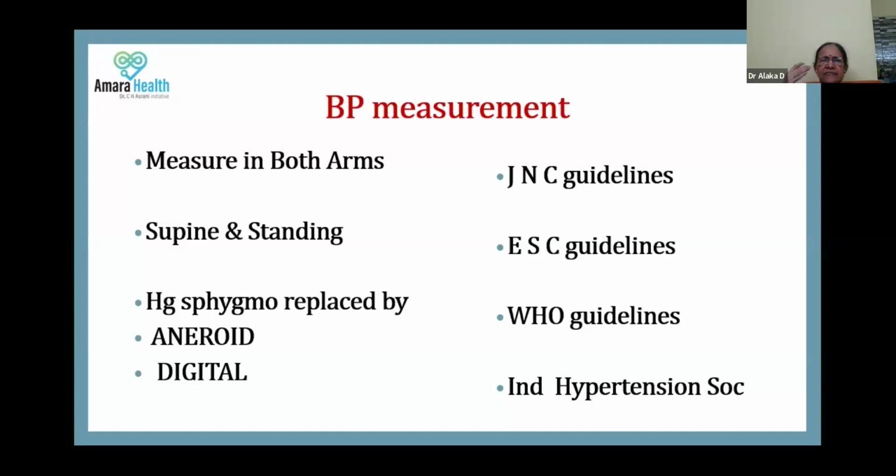Now, as more and more gadgets have come, and because of the stress of modern life or the changing lifestyle of the modern era, so many diseases are becoming more common. So as we get more and more information, everybody develops their own guidelines. So we have many guidelines for the management of hypertension. This is Joint National Commission guidelines, European Society for Cardiology guidelines, WHO guidelines. We have Indian Hypertensive Society guidelines. Now, I have gone through all these guidelines and made the topic simpler for you. But at the end of my lecture, I have given you the guidelines also, which you should go through.